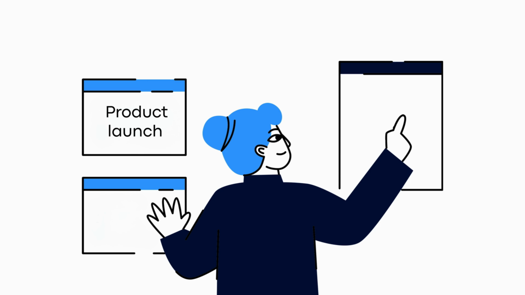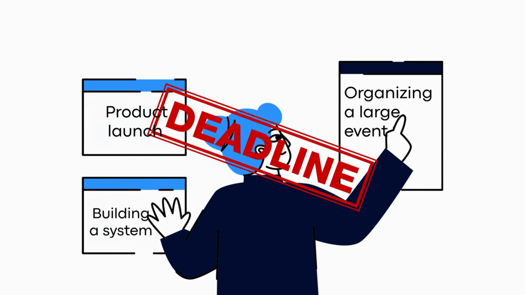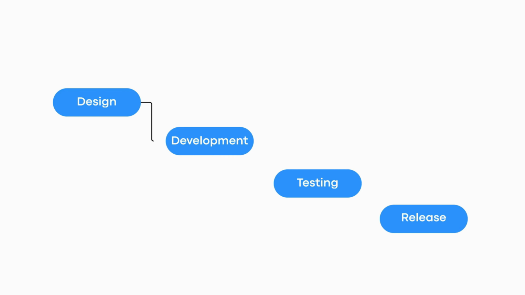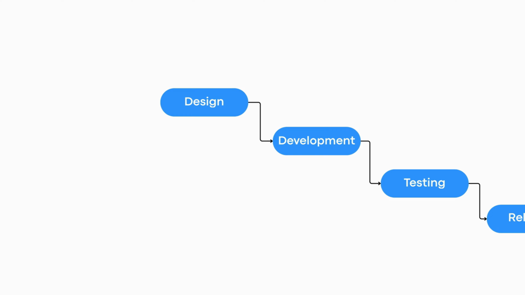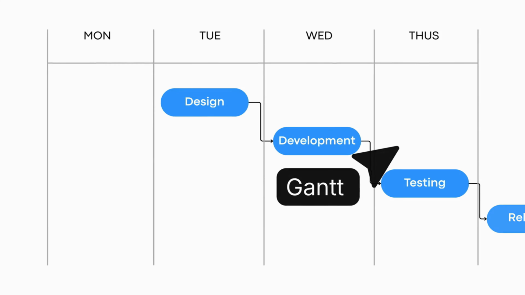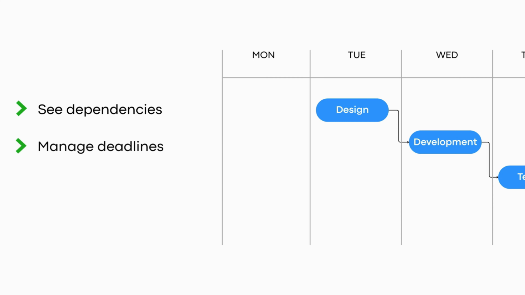Now imagine something different. You're planning a product launch, or building a system, or organizing a large event. The deadline is fixed. Tasks depend on each other. Design must finish before development. Development must finish before testing. Testing must finish before release. If one task slips, the entire schedule shifts. That's where Gantt becomes powerful. It helps you see dependencies, manage deadlines, and gives you control over the timeline.